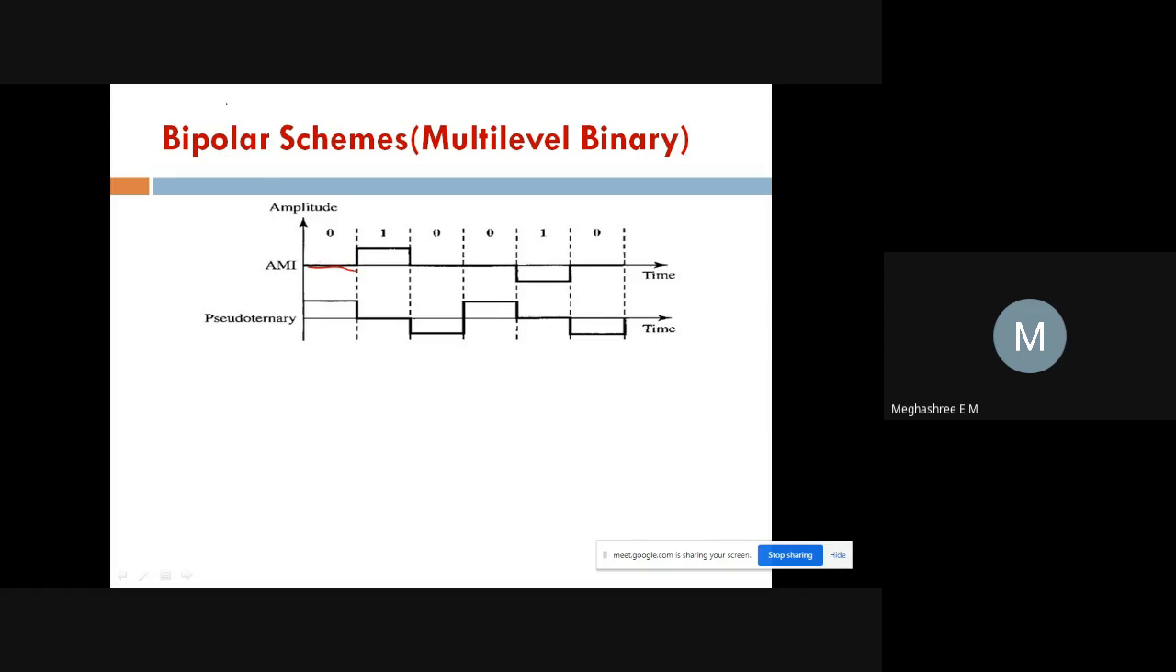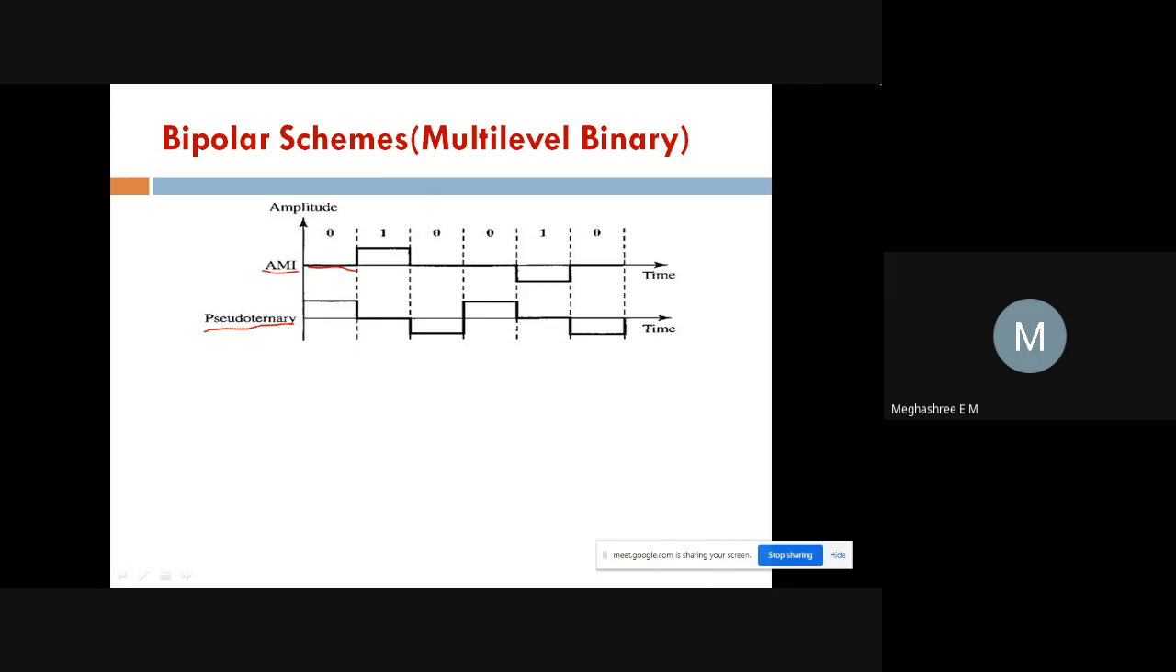So under this bipolar scheme, there are two types: AMI, and the second type is pseudo ternary. AMI stands for alternate mark inversion. I'll repeat, AMI stands for alternate mark inversion. According to this method, you can see a neutral zero voltage.